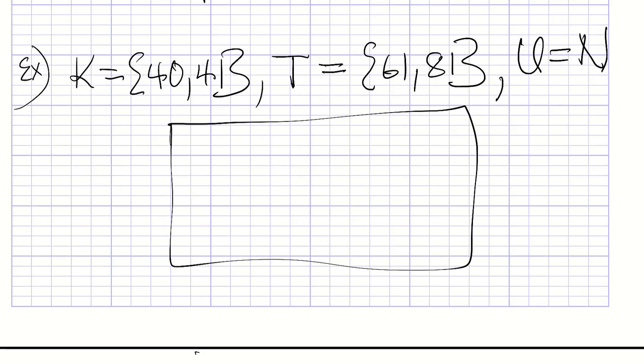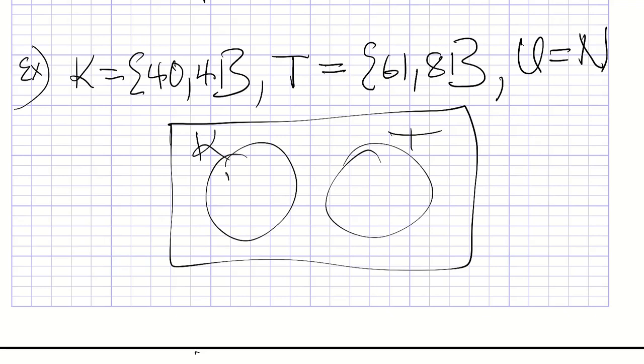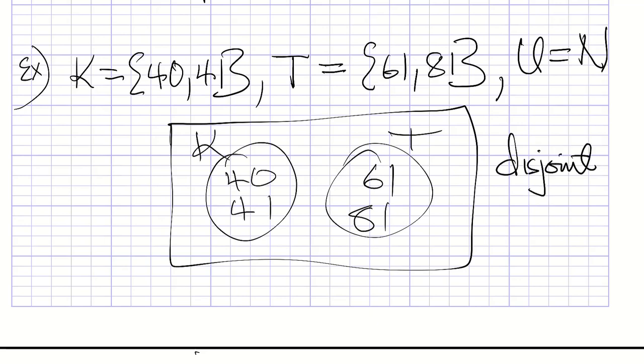And then see, look at K and the T. Do they have anything in common? No. So you draw them like that. This is K and this is T. K has 40 and 41, and T has 61 and 81. Notice that K and T have nothing in common, which means they are disjoint. Remember disjoint, we discussed that, disjoint sets. They don't have anything in common. Alright? So let's do another example.